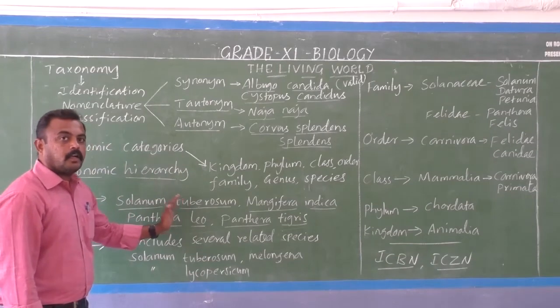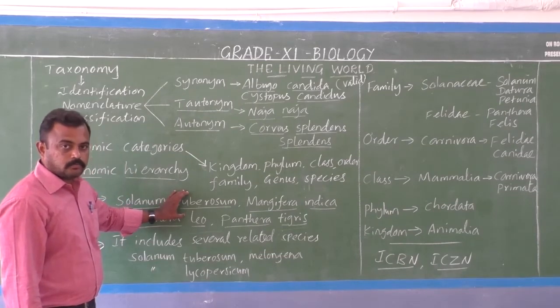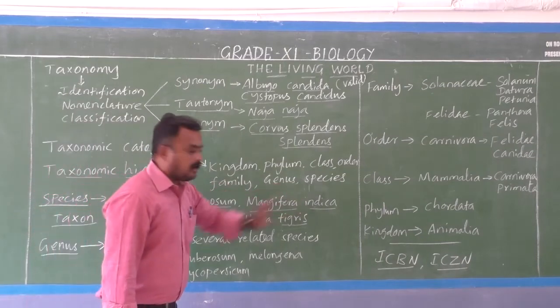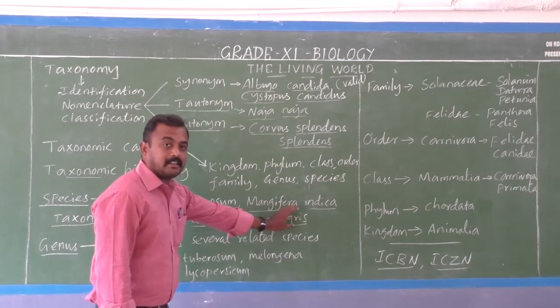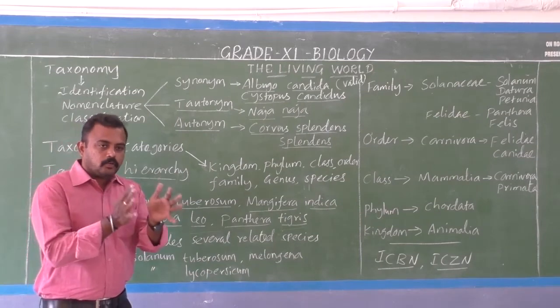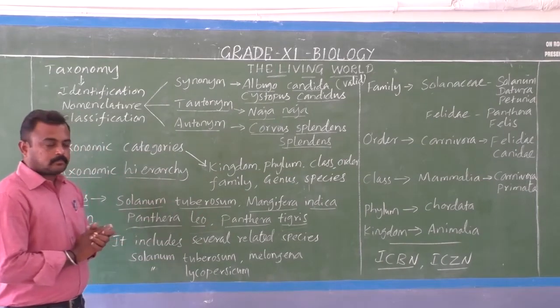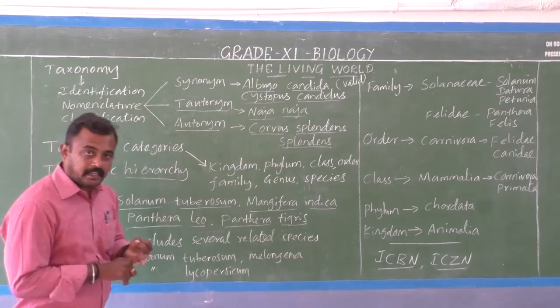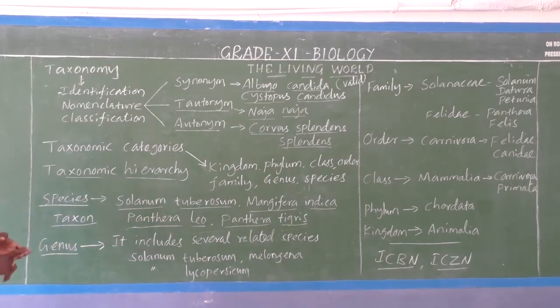It is a group of individual organisms. Solanum tuberosum is potato, right? Mangifera indica, mango. Panthera leo is lion. Panthera tigris, tiger. So each group of individuals is called a species. These are all examples: Solanum tuberosum, Mangifera indica, Panthera leo, Panthera tigris. The next one, genus. Genus is the next level in taxonomy.